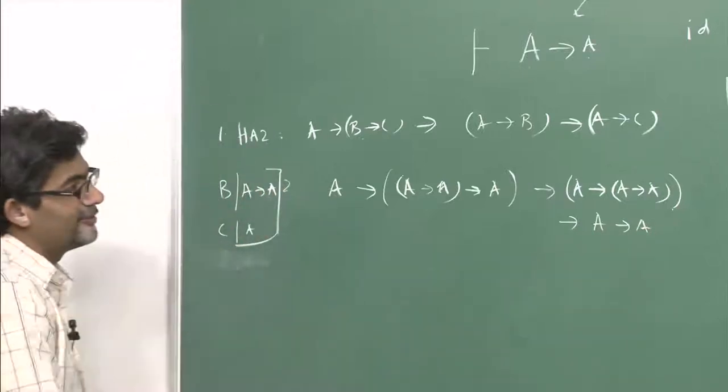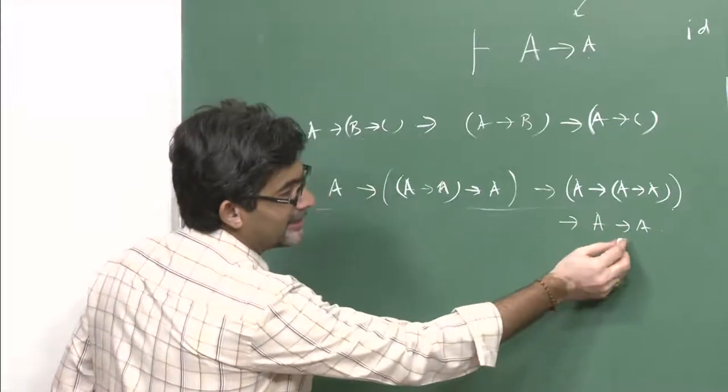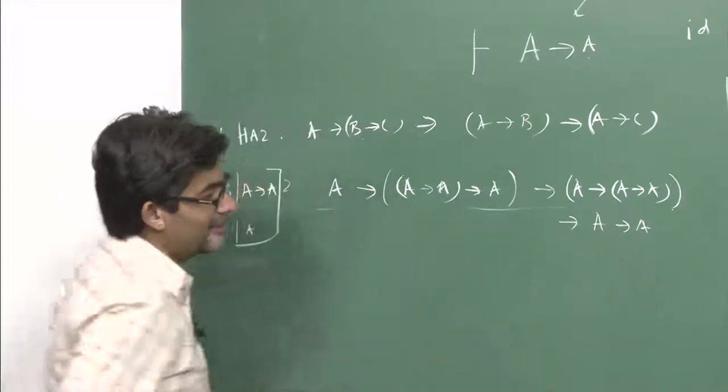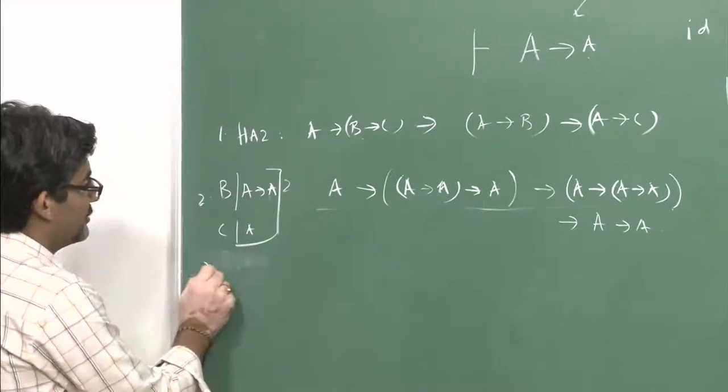So now what one needs to do is somehow detach the whole thing, and somehow you get this particular kind of thing, which is what we desire. So now this is step number 2.